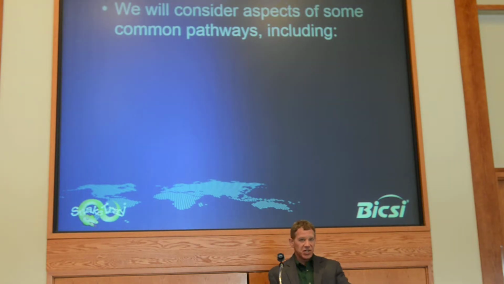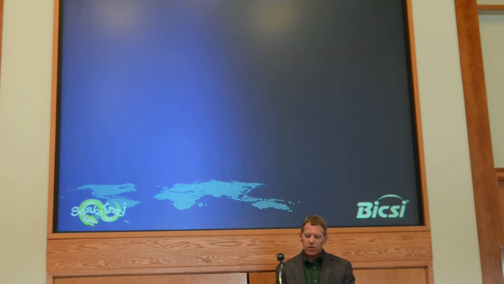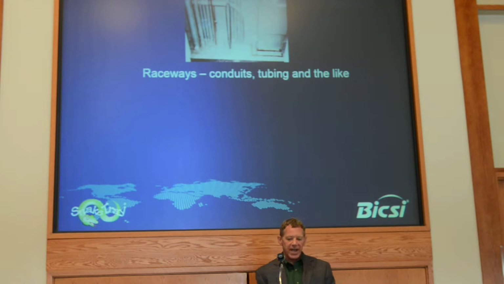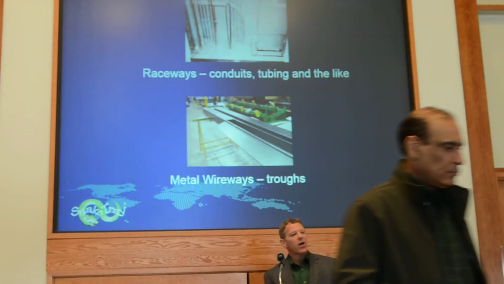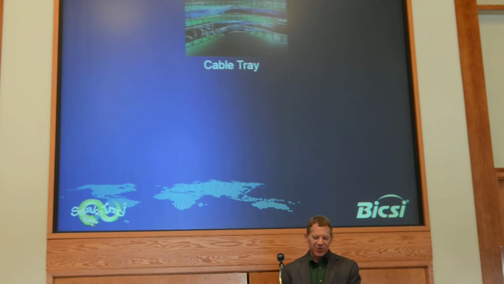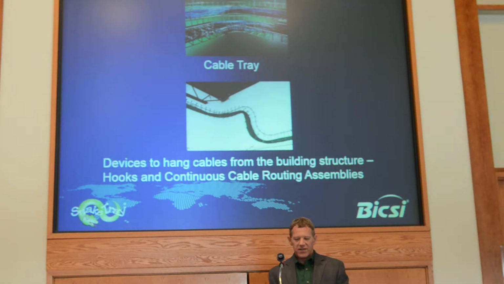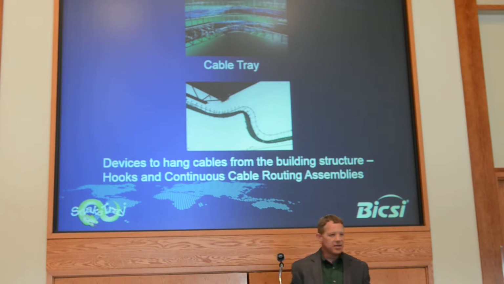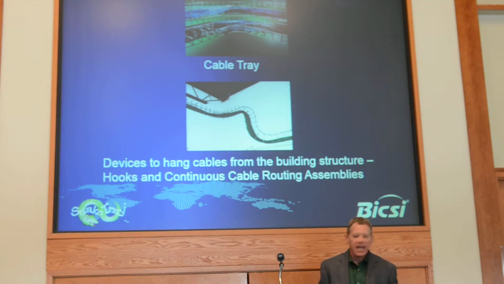What pathways will we discuss? We'll try to get all of them that are addressed by the code and that you'll use in your everyday design and installation life, including raceways, conduits, tubing, and the like. Metal wireways, what we would call troughs. My personal favorite, cable tray. And my other personal favorite, devices to hang cables directly from building structure: hooks, and continuous cable routing assemblies. I'm using the term continuous cable routing assemblies because it was added to the 2014 code, and I'd like people to get used to seeing it. Basically, it's a continuous series of hooks, and they call it a cable routing assembly.